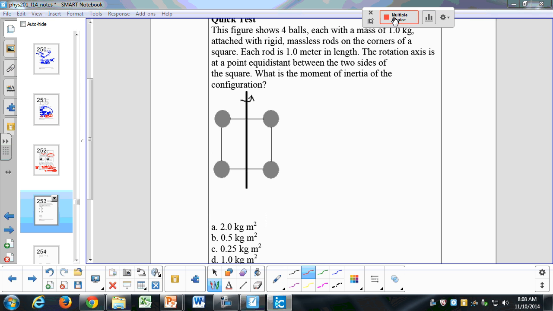You have 4 balls, each with a mass of 1 kilogram. They're attached with rigid massless rods on the corners of a square. Each rod is 1 meter in length. They're rotated on an axis that cuts through the middle of the square, and this thing is rotating like this. What is the moment of inertia? These are just discrete particles, so you won't need your table. You'll just calculate the moment of inertia assuming these discrete particles.